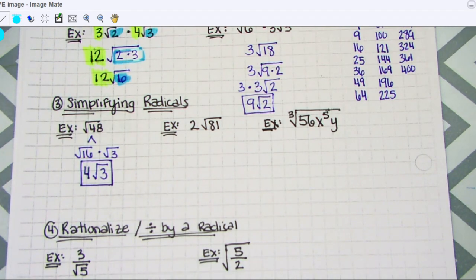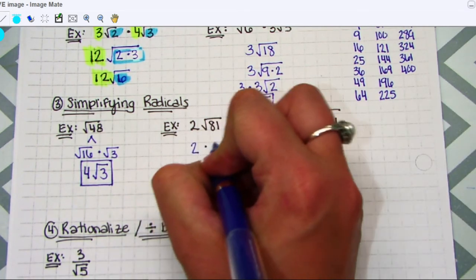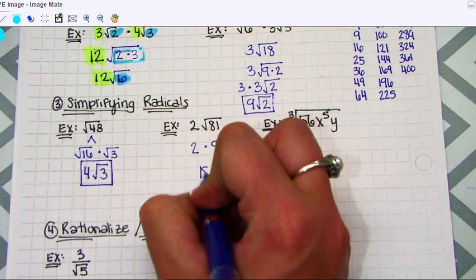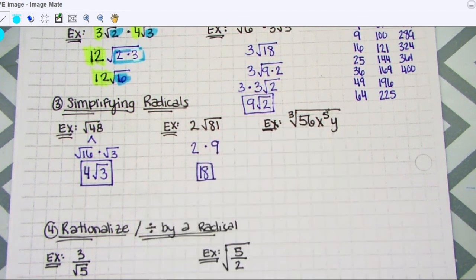All right. What about the square root of 81? 2 square roots of 81. What's the square root of 81? 9. So what's my answer here? 18. Yeah, 18. Just 2 times 9, which is 18. Just like that.